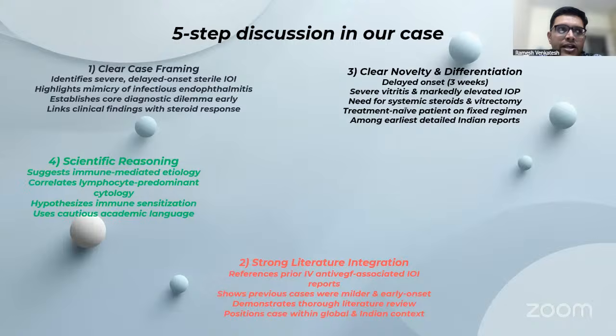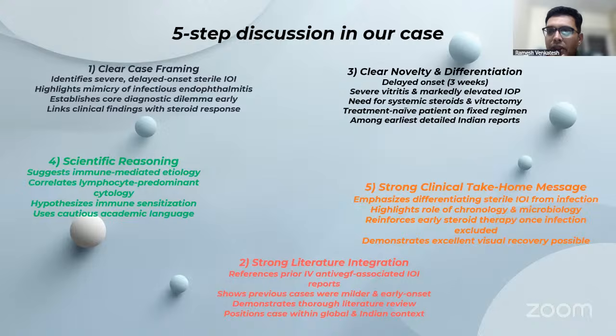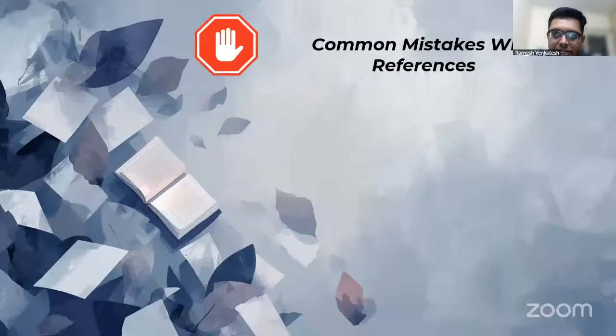We also provide scientific reasoning. We gave reasoning regarding what could be the possible mechanism for this. It could be an immune-mediated etiology, a lymphocyte-predominant cytology. We provide a hypothesis for immune sensitization, and we use cautious academic language so that we maintain the balance, so that we always keep intraocular infection or infective endophthalmitis as the first thing which needs to be ruled out when a patient comes to you with this presentation. We also provide a strong clinical take-home message which could be very useful for our fellow clinicians.